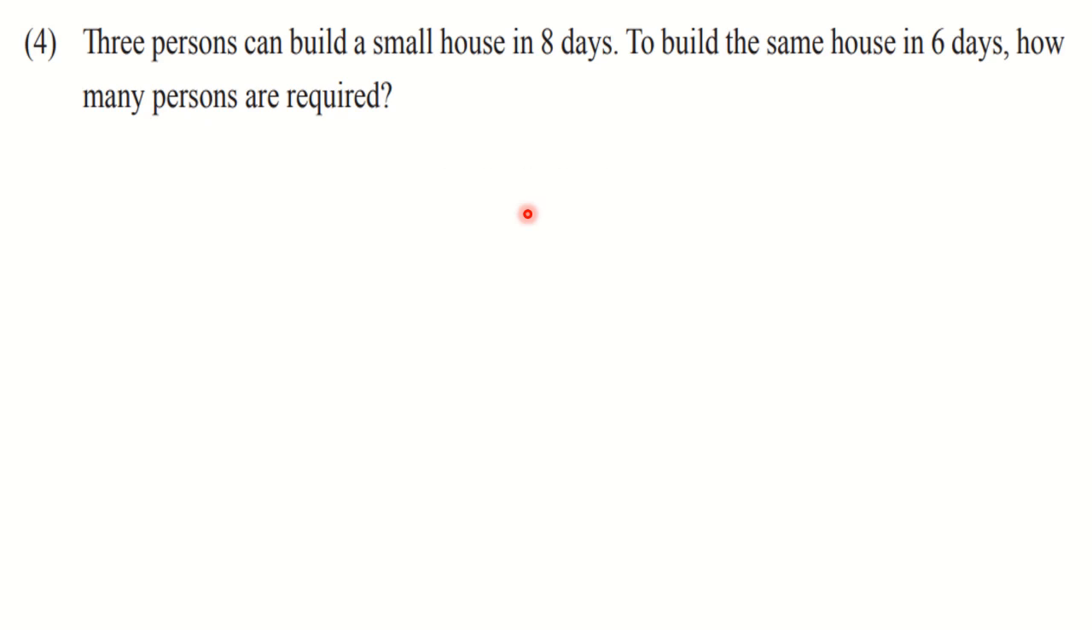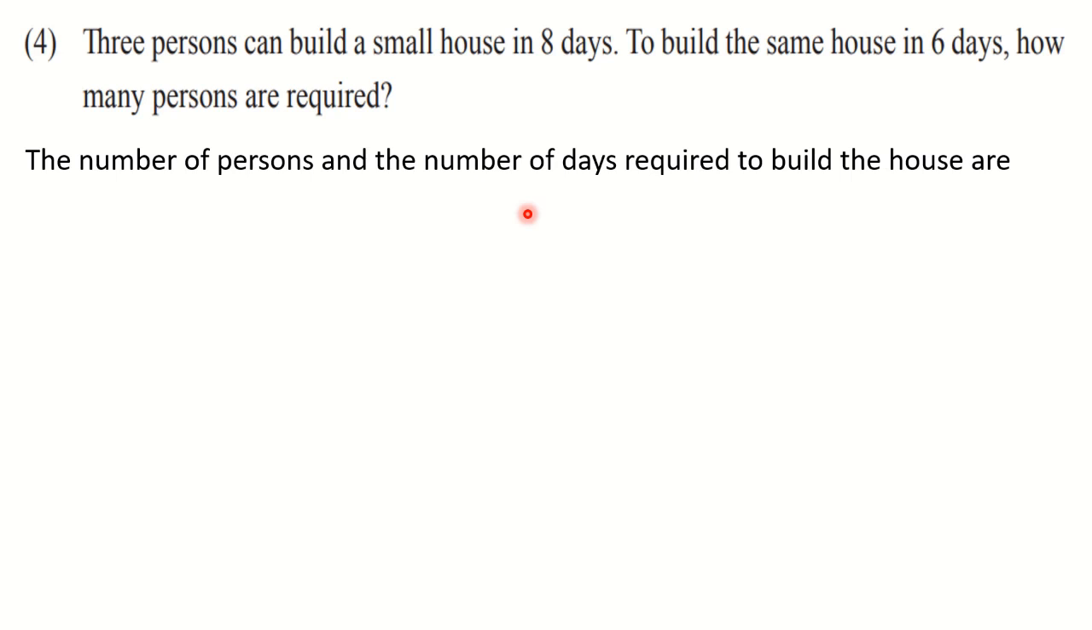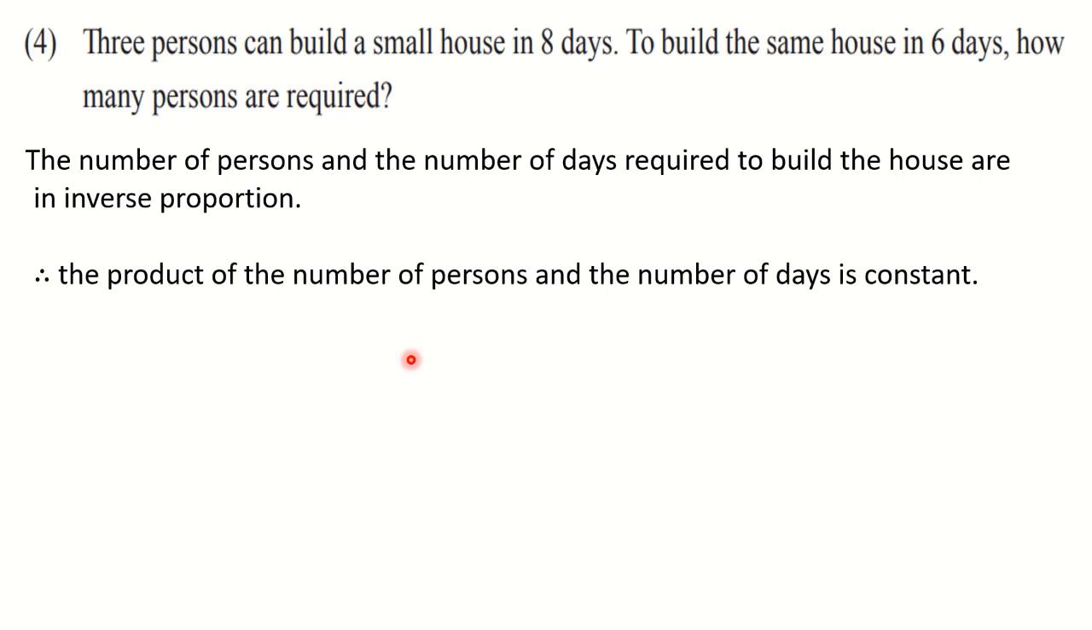So first of all, write down that the number of persons and the number of days required to build the house are in inverse proportion. You must try to understand that which type of proportion exists here. So here, as the number of persons are increasing, number of days are decreasing. That means it's an inverse proportion. So in this case, the product of number of persons and number of days is going to remain constant. So write down that next. Therefore, the product of numbers of persons and the number of days is constant.